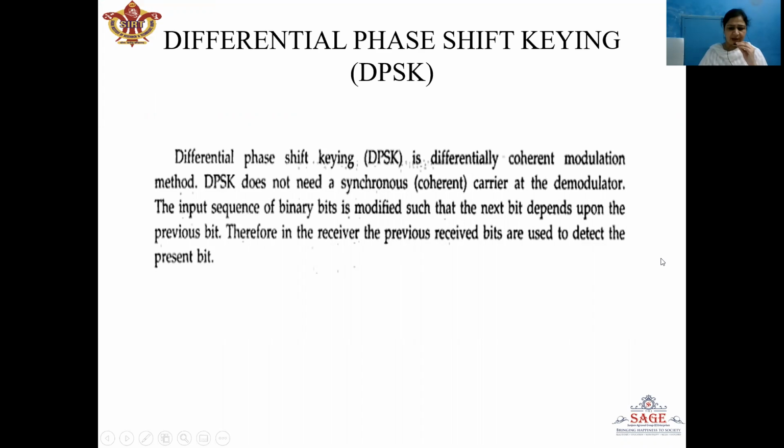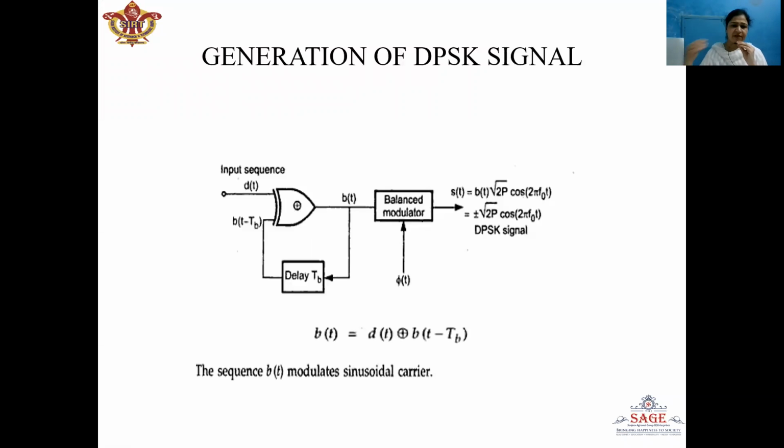The input sequence of binary bits is modified such that in DPSK system, the next bit depends upon the previous bit. So in the receiver, the previous received bits are used to detect the present bit. The DPSK system has an advantage that it does not need a synchronous carrier at the demodulator. Now first we will discuss the generation of the DPSK signal.